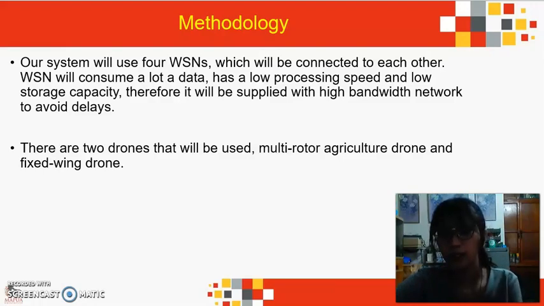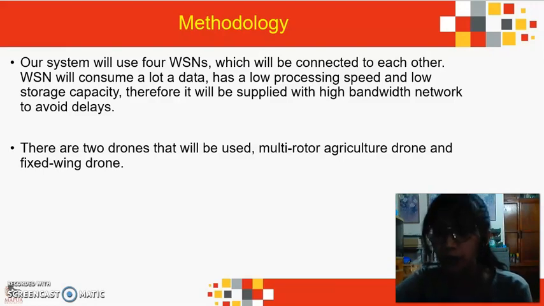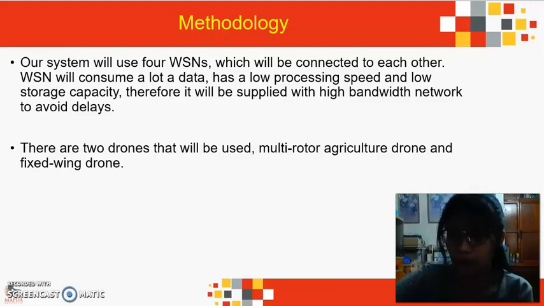Third is the underwater wireless sensor network. This sensor will be used to control the flow of water used in delivering water supply or an irrigation system to agriculture crops. This sensor will also be used to measure water level and water supply to the plant.